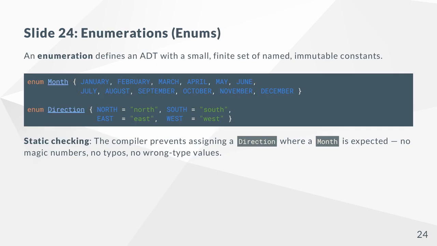An enumeration defines an ADT with a small finite set of named immutable constants. The Month enum has 12 constants, January through December. The Direction enum has 4 constants with explicit string values. Static checking: the compiler prevents assigning a Direction where a Month is expected, no magic numbers, no typos, no wrong type values. Enums are one of the simplest and most immediately valuable features in TypeScript.